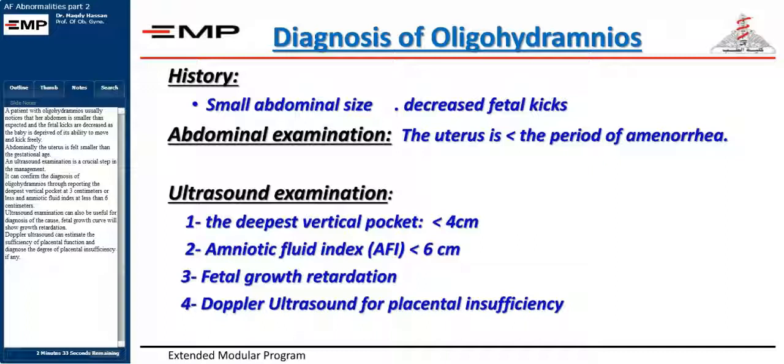An ultrasound examination is a crucial step in the management. It can confirm the diagnosis of oligohydramnios through reporting the deepest vertical pocket at 3 cm or less and amniotic fluid index at less than 6 cm. Ultrasound examination can also be useful for diagnosis of the cause. Fetal growth curve will show growth retardation. Doppler ultrasound can estimate the sufficiency of placental function and diagnose the degree of placental insufficiency if any.